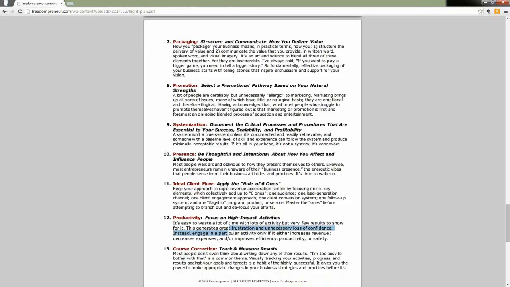Concept number 12, productivity. Focus on high impact activities. This is where it's easy to waste a lot of time with activity but not produce results, as in productivity. And it will lead to self-doubt, loss of confidence, and loss of focus.